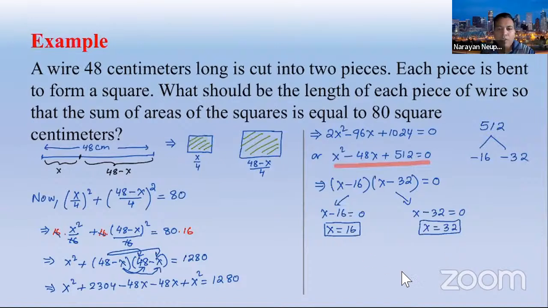We got two numbers. Now check here. The total length of the wire is 48, right? If one is 16, the other one will be 48 minus 16, that will be 32. So we already got both of them. Or if you add these two, 16 plus 32, it will be 48. So we got these two lengths.